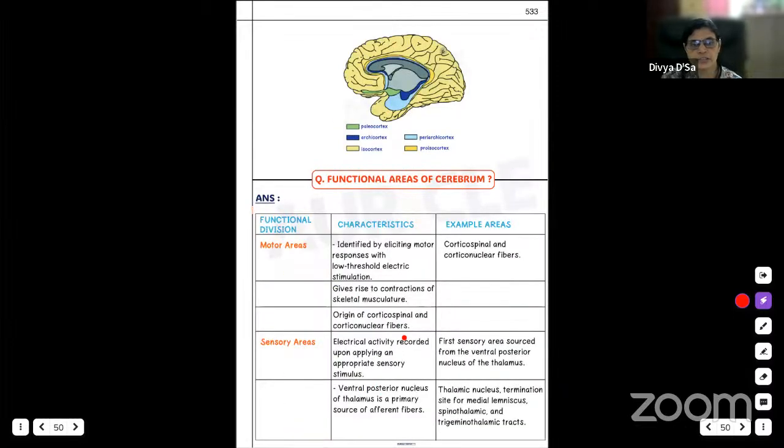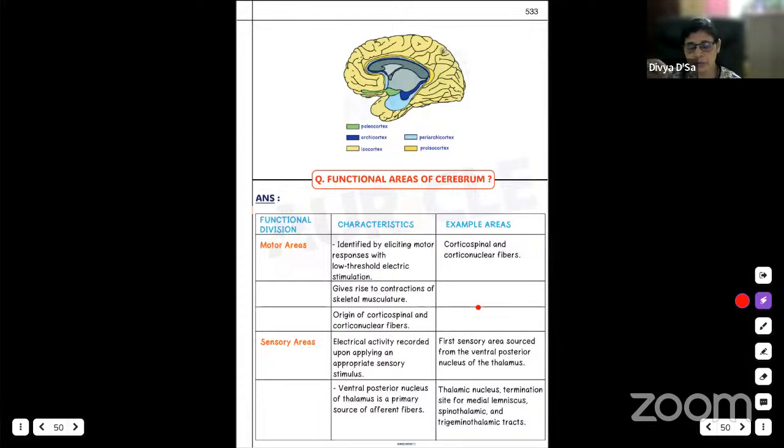So, functional areas of the cerebrum. We divide them into motor areas and sensory areas. Now, which one is the motor area? The frontal lobe, isn't it? So what are the characteristics of the motor area? It is identified by eliciting motor responses with low threshold.